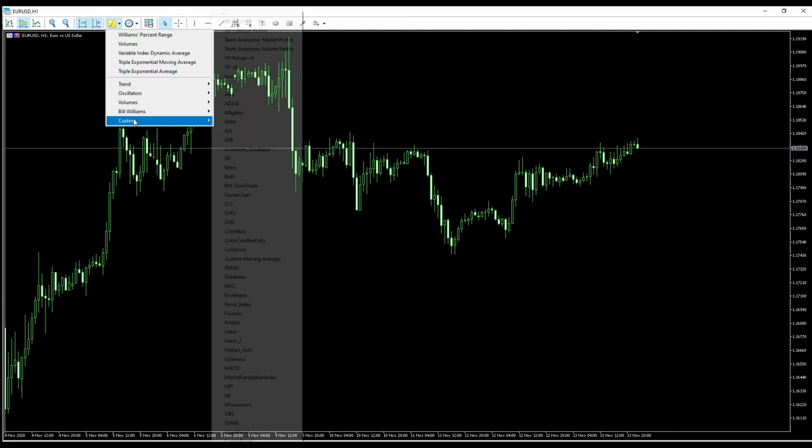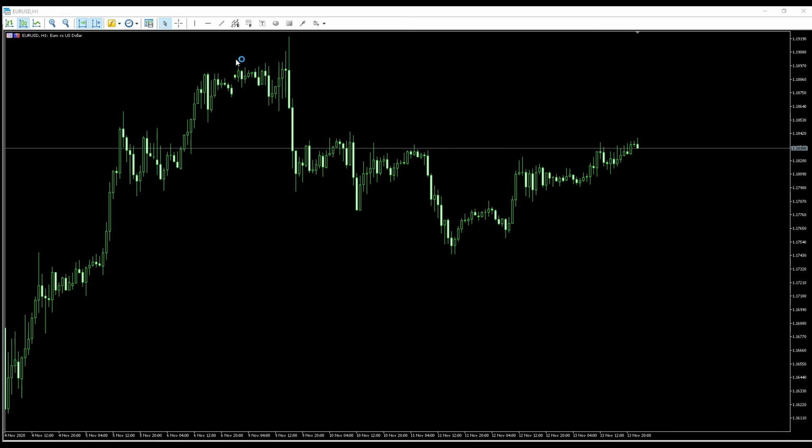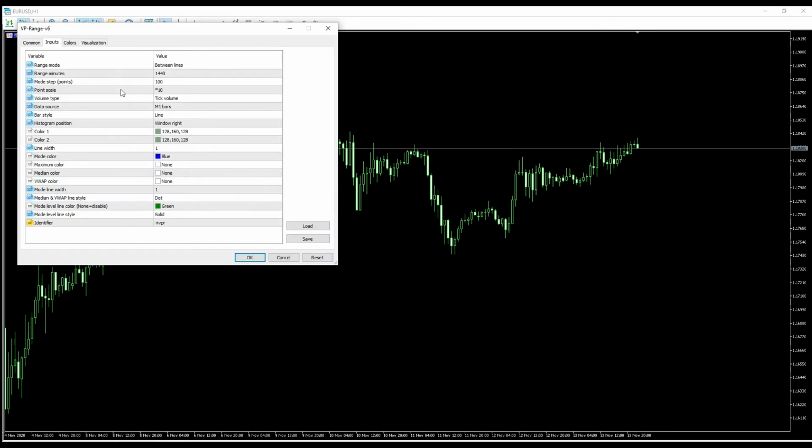We come there for our indicators. We put our VP range. I don't want to be disturbed by a lot of numbers, so I'll just make this number. It doesn't matter. As you can see, I just put a big number. Let me just round off my numbers. I'll be using the minute bars. Okay, everything else is fine.